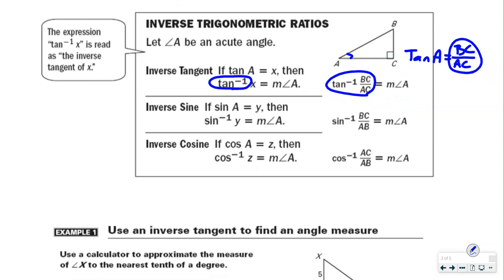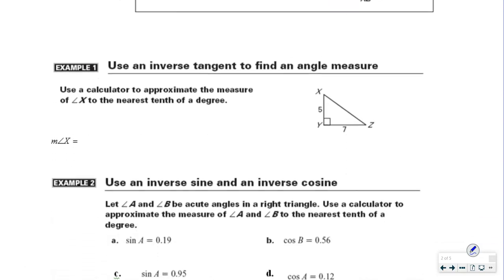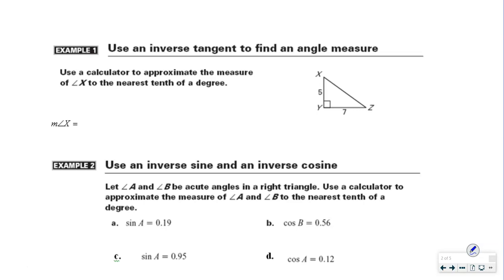So let's look at some examples of that. Let's put it into practice so it makes a little bit more sense. So we're going to use an inverse tangent to find an angle measure. So using our calculator, we will approximate the measure of angle x to the nearest tenth of a degree. So angle x is up here. We want the inverse tangent. So first we need to find tangent of x. So tangent x equals, so going to our angle x, opposite over adjacent. So opposite is 7, it goes on top. Adjacent is 5, it goes on the bottom. So tangent of x is 7 over 5.